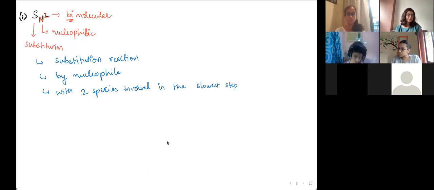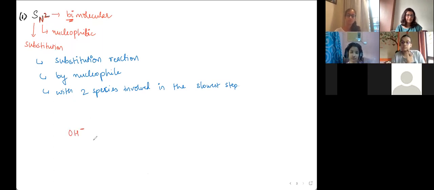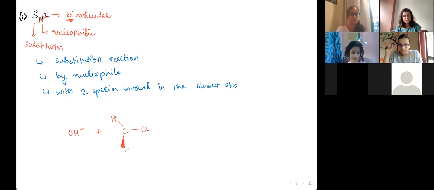Here, the slowest step doesn't make sense because, as we saw, this is what happens in the reaction. So if OH minus is our nucleophile, let that react with, I'm going to take chloromethane only. Do you guys remember the wedge representation and the dotted representation? What does it mean? The wedge is the front side and the dotted is the back side. Correct. This hydrogen is towards the back and the wedge hydrogen, the solid one, is towards the front.